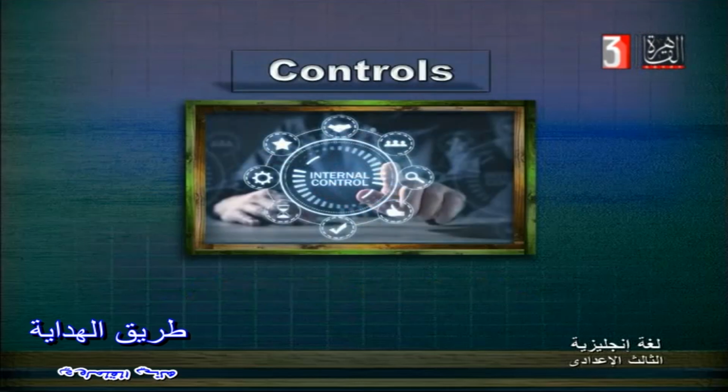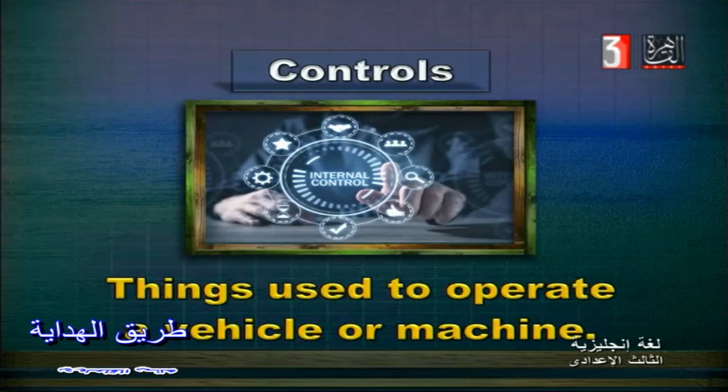So we have controls, أدوات التحكم, مفاتيح التحكم. Things used to operate a vehicle or a machine is called controls.